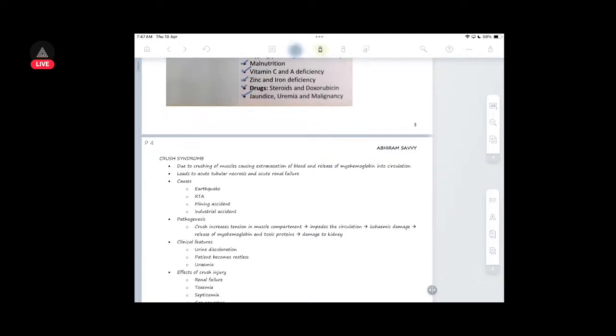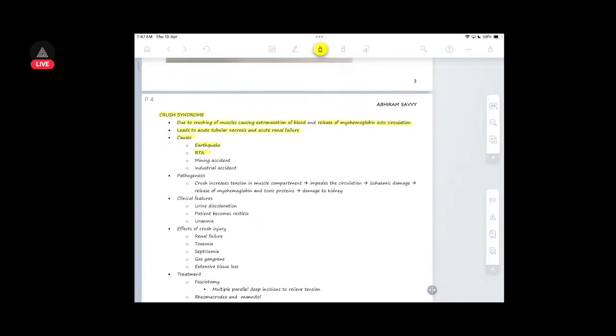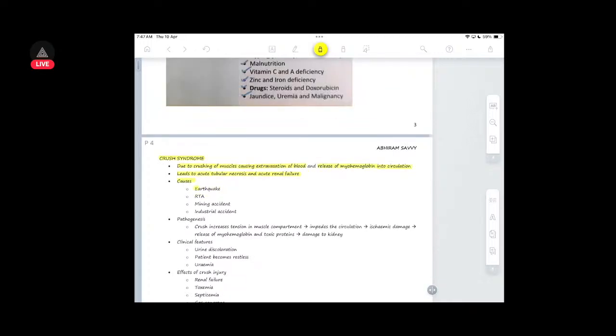And then you have crush syndrome due to crushing of muscles causing extravasation of blood and release of myoglobin into circulation. Then it leads to acute tubular necrosis and acute renal failure. It is caused by earthquake, road traffic accident, mining accident, industrial accident.